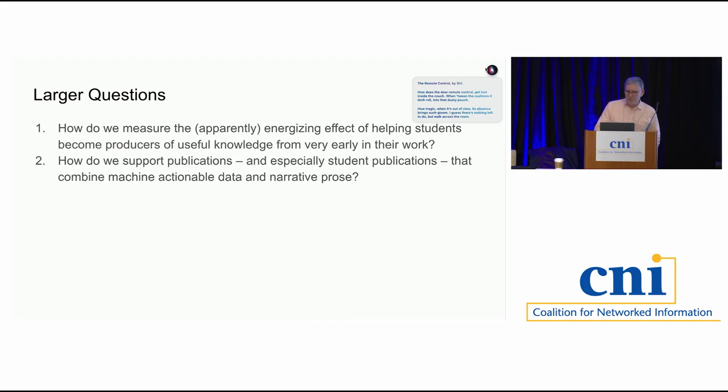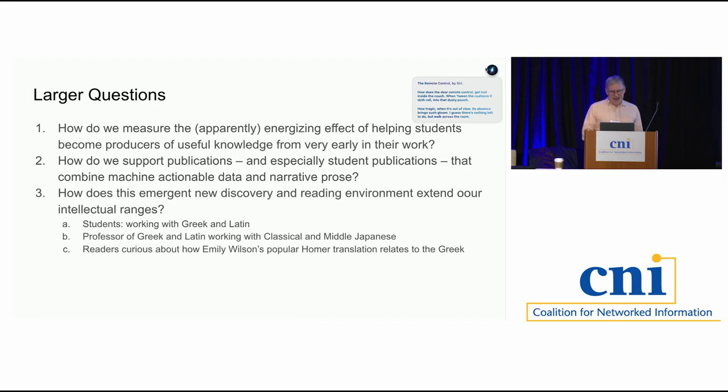How do we support publications and especially student publications that combine machine actionable data and narrative prose, which is basically the first question I asked. And then how does this emergent new discovery and reading environment extend our intellectual ranges? And so I was able to give my students this year Greek and Latin source texts that were not translated. I said, you got Bard, Claude, and GPT. Run them through all three, ask each to explain every single word and tell me what's really going on. They could all do it, and they could critique the translations, not just view them as God's gift.